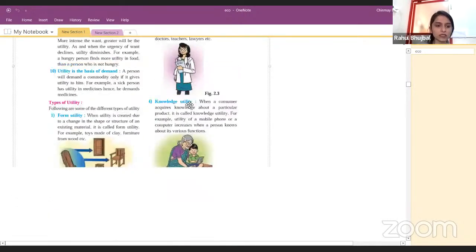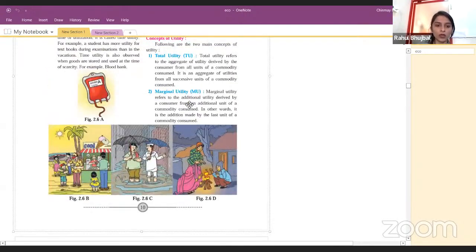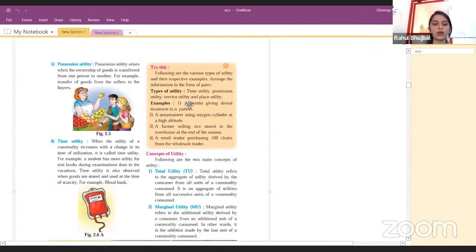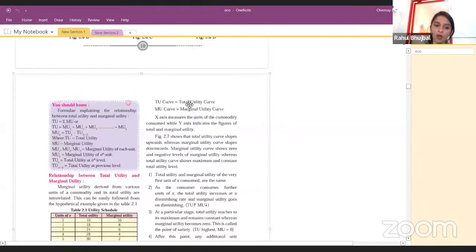Then we further discussed the two important concepts of utility. First one was total utility, second is marginal utility. So what is the meaning of total utility? Total utility is the utility derived from all the units of commodities consumed. And marginal utility is the utility derived from the last or additional unit of commodity consumed.